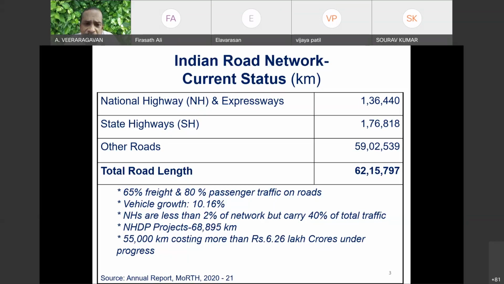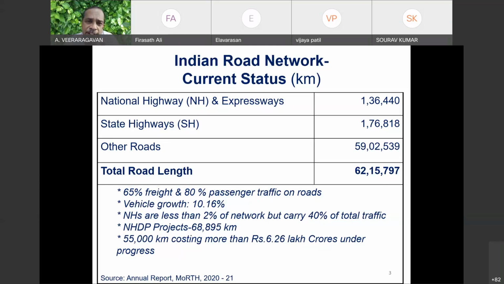But for these 55,000 kilometers of national highways, we are going to spend nearly 6.26 lakh crores. You can put the zeros and count how many zeros there are. As civil engineers, are we investing this much money in any other sector of civil engineering? No. Huge investments are being made in the road sector. That is one part of the story. Therefore, the bottom line is money is not an issue now.